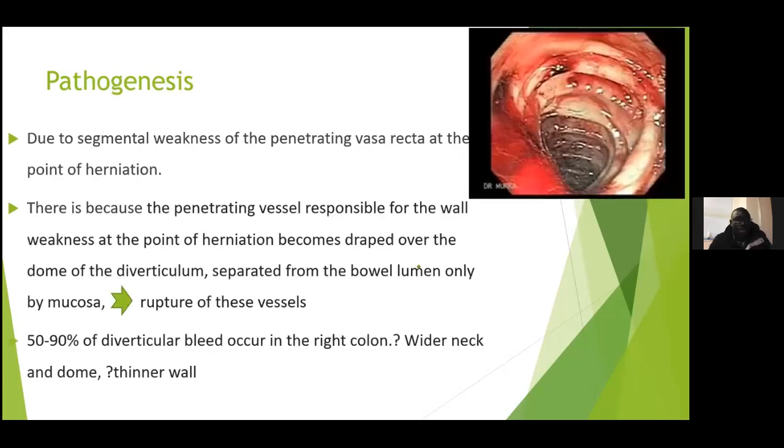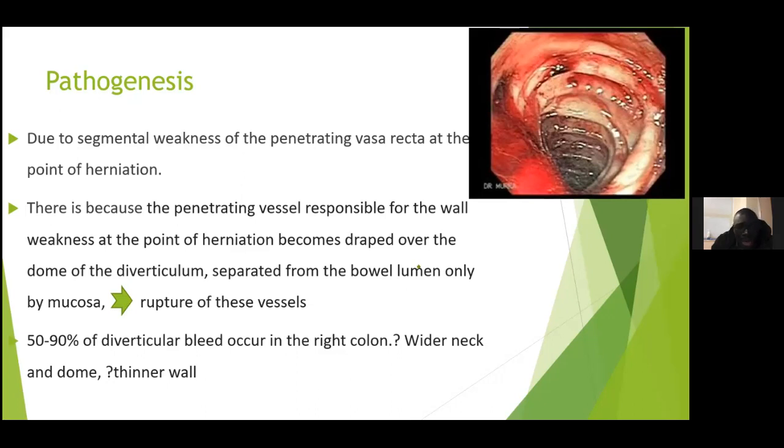And in terms of the pathogenesis for it, we said it is due to the segmental weakness of the vasa recta at the point of herniation. So with that weakness, it is said that there is an unroofing of where the vessel is. So with continuous friction, it seems to cause the rupture of the blood vessels, and hence the bleeding then occurs. About 50 to 90% of diverticular bleeds occur in the right colon.